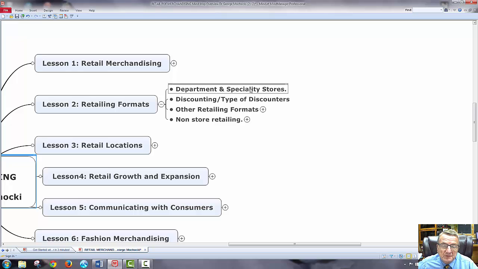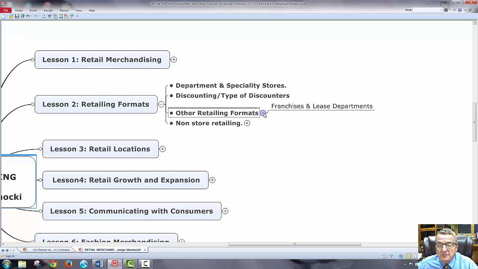Know the difference between department stores or specialty stores. Are you discounting types of discounters? I mean, where am I buying my products from? Different formats. I'm going to look at other retailing formats. Am I going to be a franchisee, or lease a department, or lease a store? There's something you have to decide.